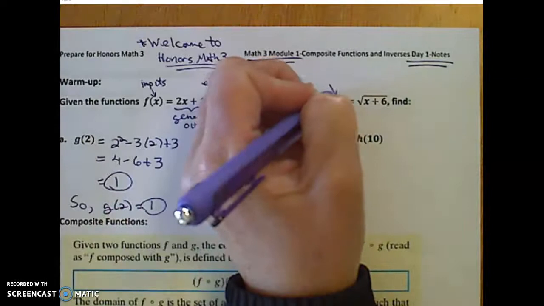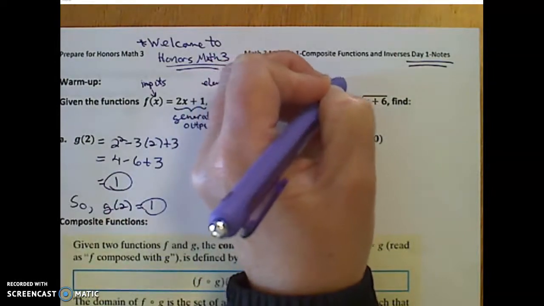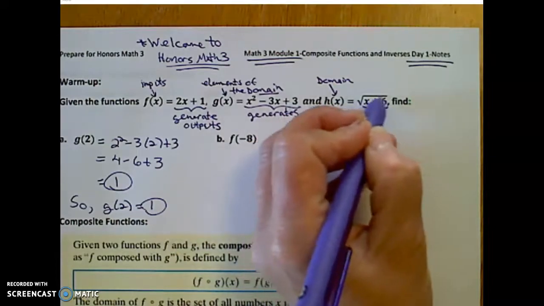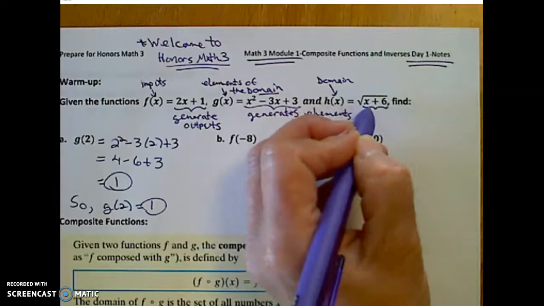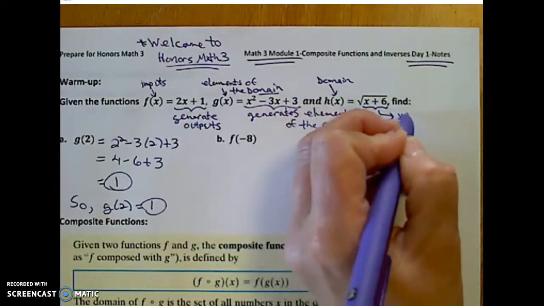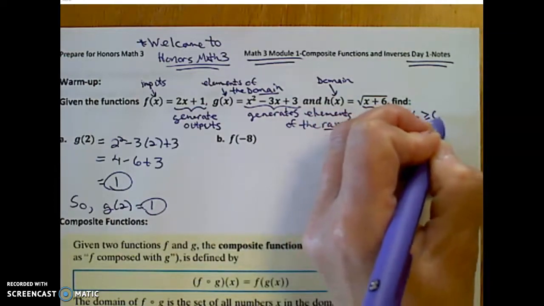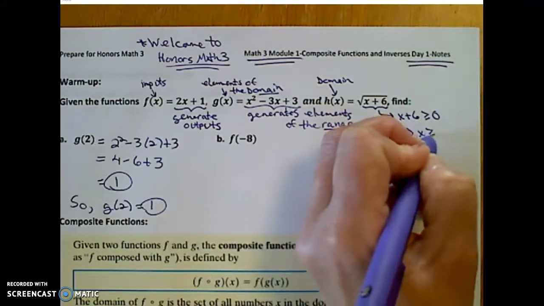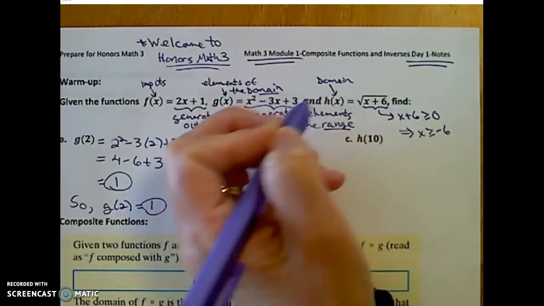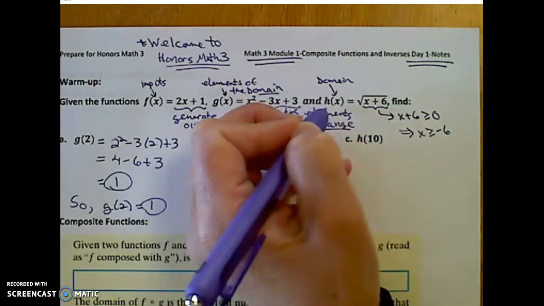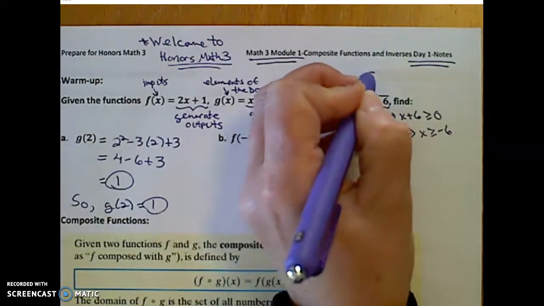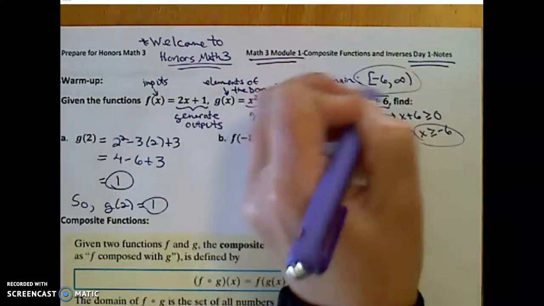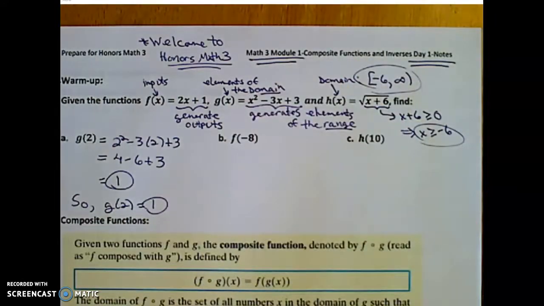Remember, sometimes we have to be careful of the domain, the inputs. Into this function, there's only certain things that I can plug in because I can only take the square root of positive numbers. That means that this expression, x plus 6, has to be greater than or equal to 0. That implies that x values have to be greater than or equal to negative 6. So notice in this function h of x, the domain is all x values greater than or equal to negative 6. You can write it this way or this way for the domain.